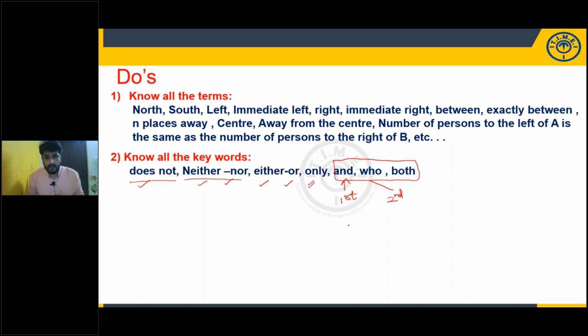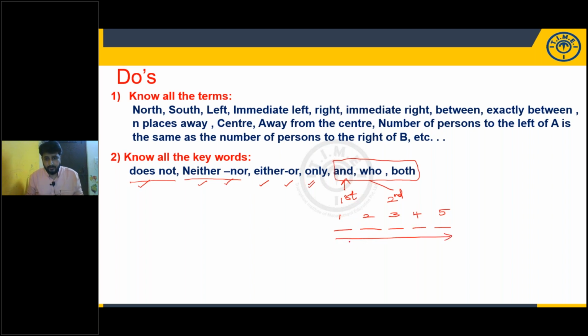Let's say there are five persons who are comparing their heights. Here is the first tallest person, second tallest, third tallest, fourth tallest, fifth tallest. My order will be like this: first tallest to fifth tallest. I'm arranging them in the descending order of their heights.